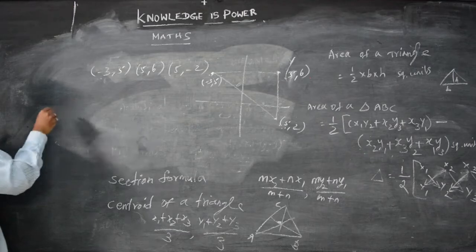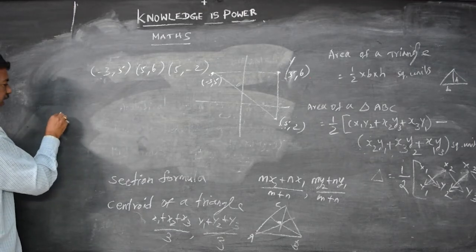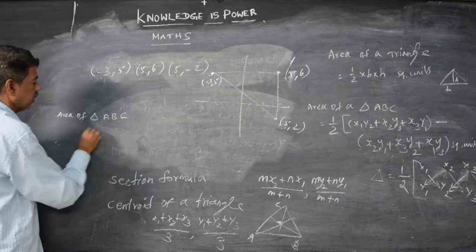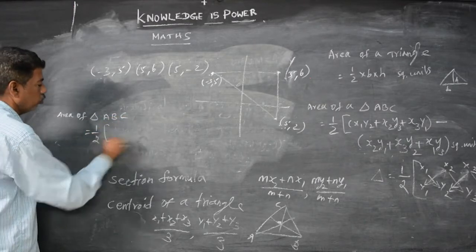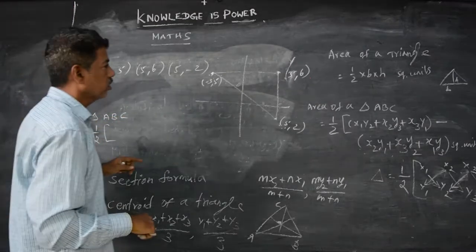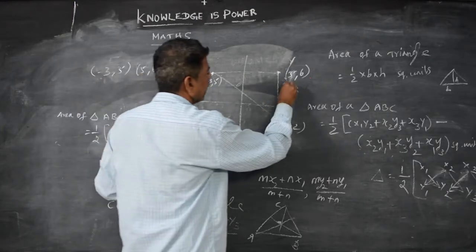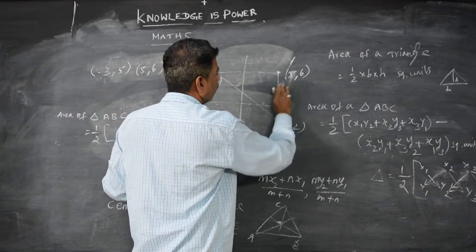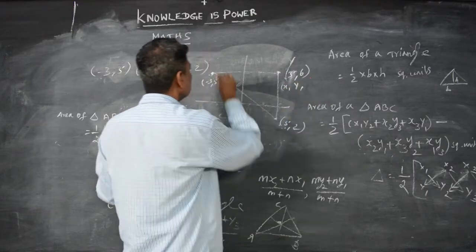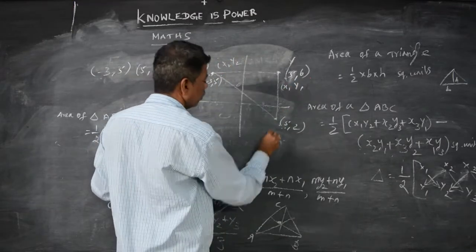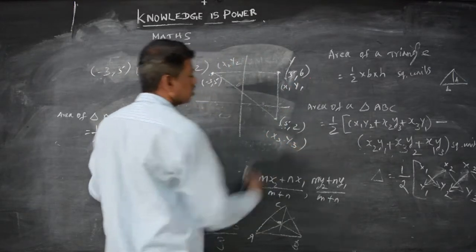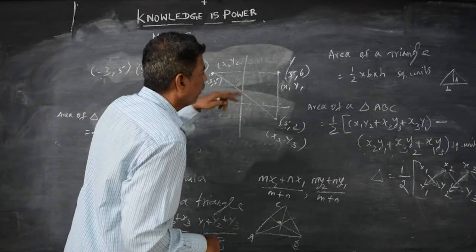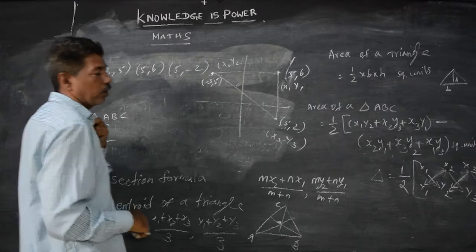Now use this formula. Area of triangle ABC equal to half into, so what are the things? Suppose you take this as 1: x1 y1, x2 y2, x3 y3. So now we have to work it out. What is the first one? x1 y1 is 5.